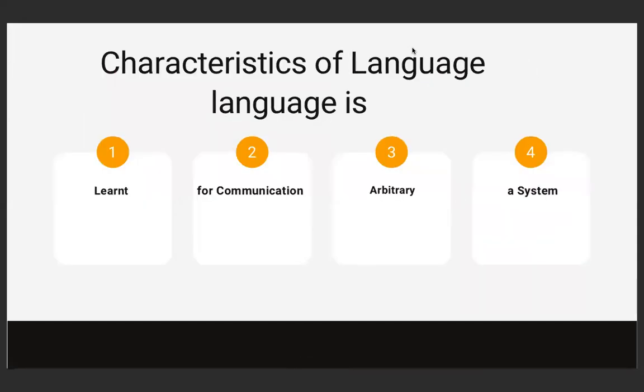Next, we have the characteristics of language. Here, focus on the keywords. Language is learned. Language is used for communication. Language is arbitrary. Arbitrary means it is personal choice. Language is a whole system, because language tells everything about the social life and culture of the people.